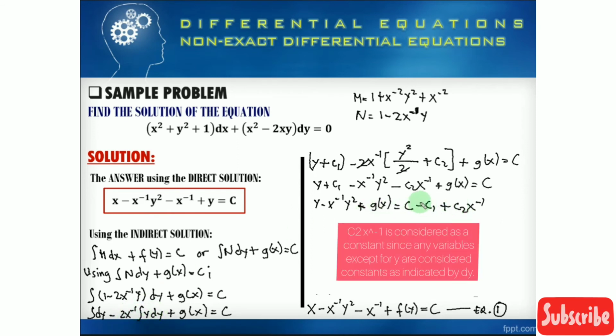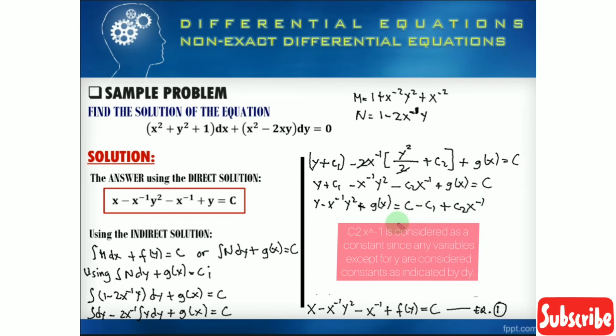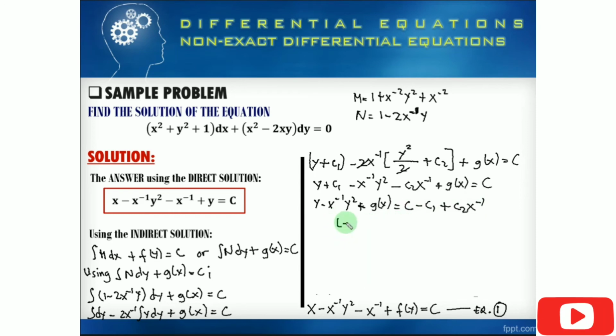So that is why here we transpose this one to the constant side, where we only consider this y as our variable. So if we assign c is equal now to our c minus c1 plus c2 x raised to the negative 1, we can simplify this into y minus x raised to the negative 1 y squared plus j as a function of x is equal now to our c.